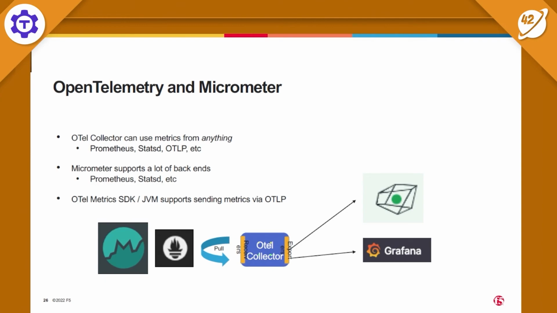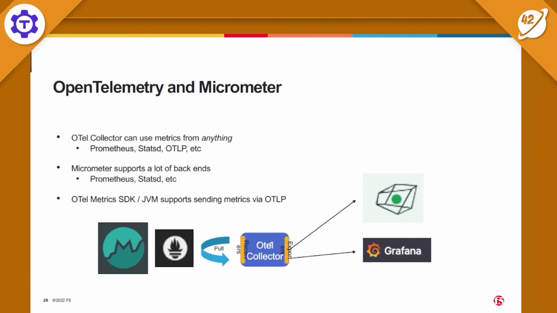Micrometer supported lots of backends. It already supported Prometheus. It already supported StatsD. And so there was obviously a natural fit. We could have Micrometer produce Prometheus and then use the collector to coordinate and aggregate our data together. The OpenTelemetry Metrics SDK allowed us to then send those metrics via OTLP. And so we could use the Micrometer model, but use OTLP as the collection agent of choice. From there, we could send them to anything.